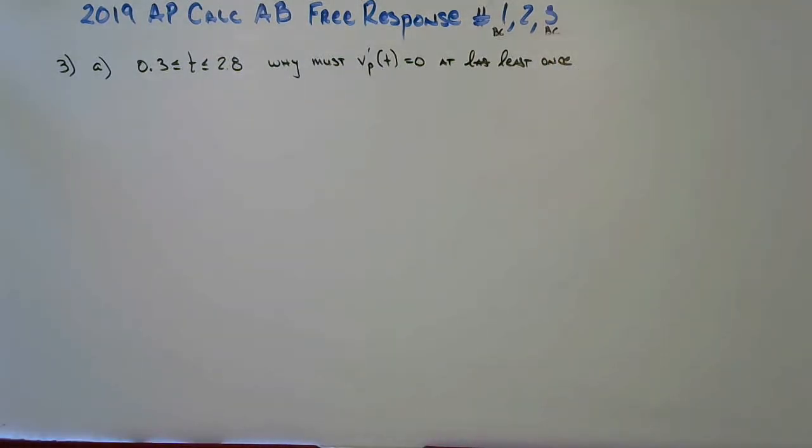Why must the derivative v prime equal 0 at least once? Why must that happen between those points? Well, does this sound like anything we've worked on before? It does, doesn't it? It sounds like the mean value theorem.